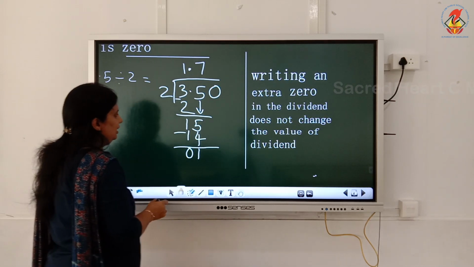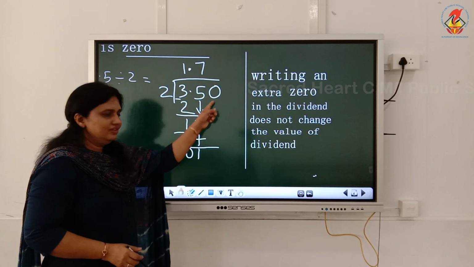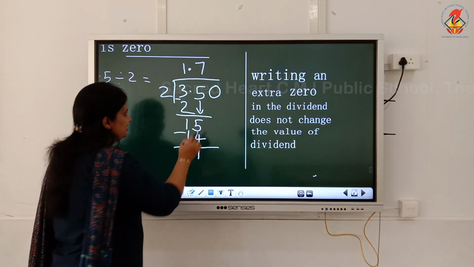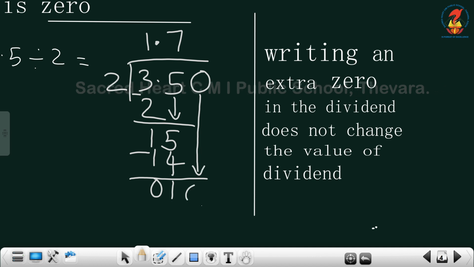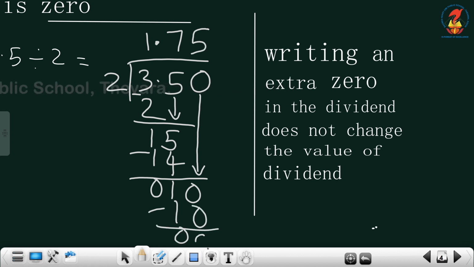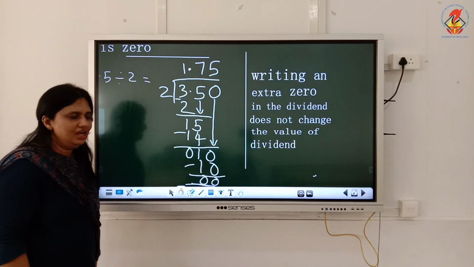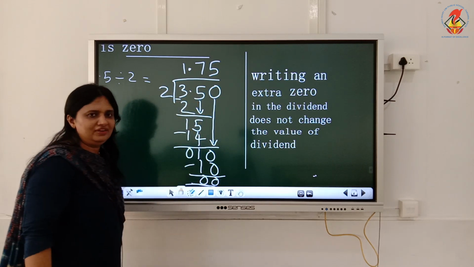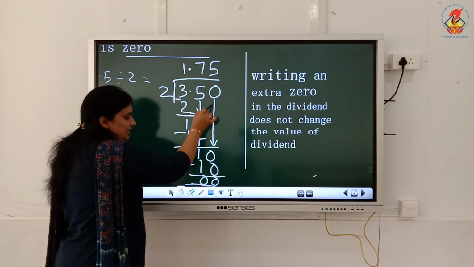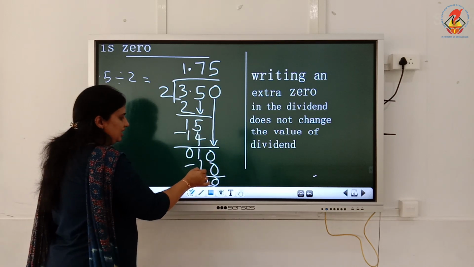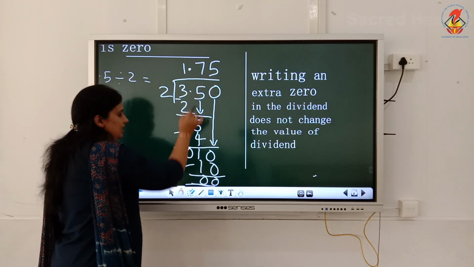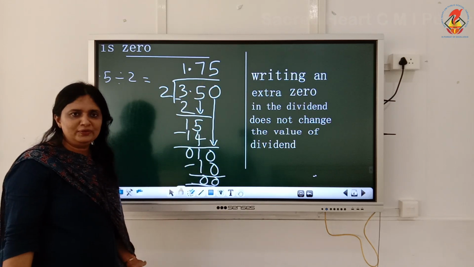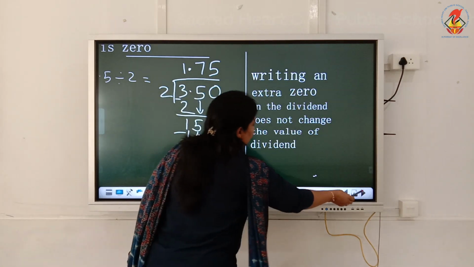After that, the remainder is 1, I need to take the next digit down. Next digit down, that is what? See this 0. And it will become 10. And 2 into which number equals 10? 2 fives are 10. So the remainder is what? 0. See, first we got remainder 1. After that I add one 0 in the dividend. Then I took that 0 down and it becomes 10. And 10 minus 2 fives is 10, and the remainder is 0. Okay.